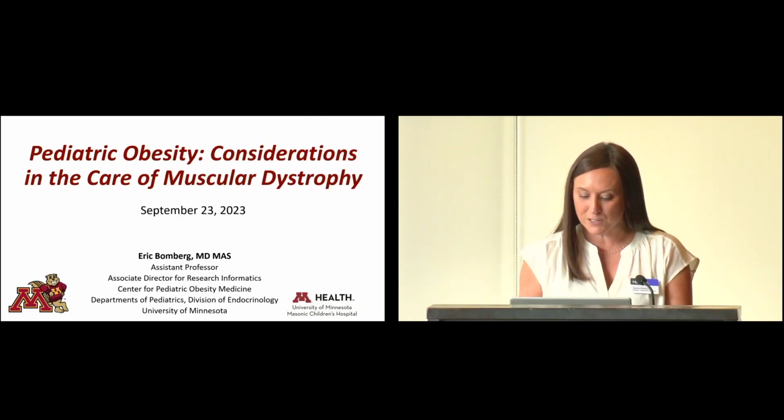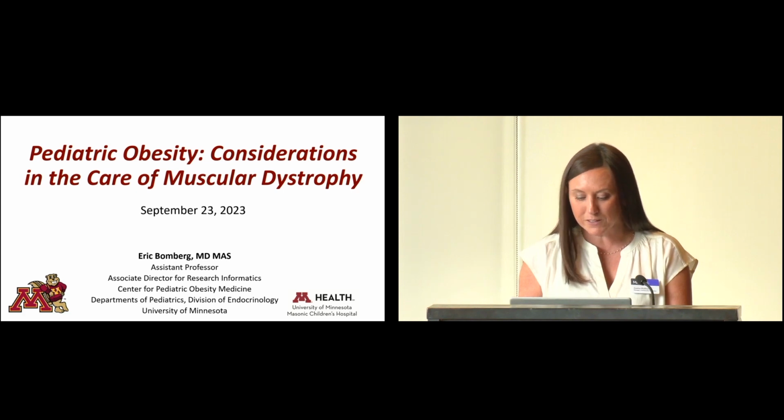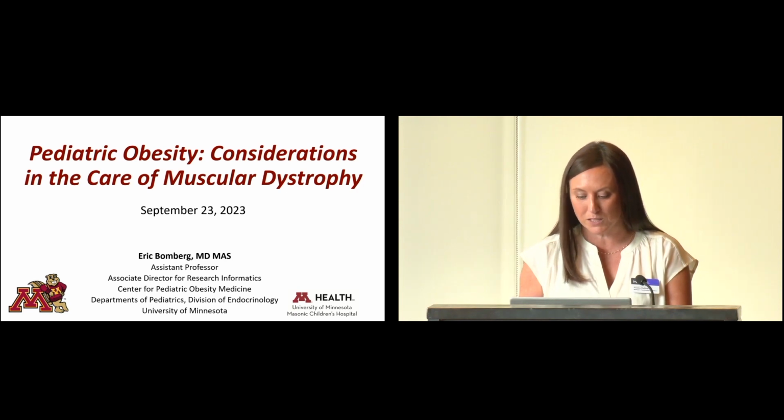His early research focused on the actions of neuropeptides and their effects on feeding and metabolism, while his later research has largely focused on the use of anti-obesity medications in pediatric obesity. Specifically, Dr. Bomberg's research program focuses on precision medicine approaches for the treatment of pediatric obesity, with a goal of discovering person-specific characteristics predicting response to anti-obesity interventions.